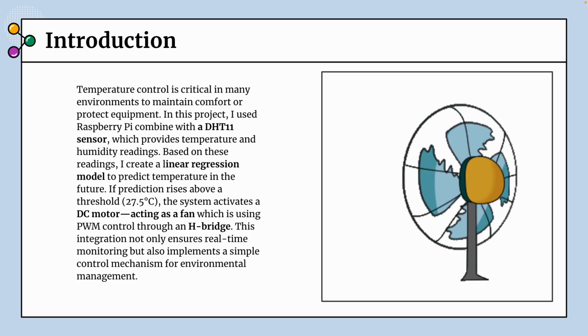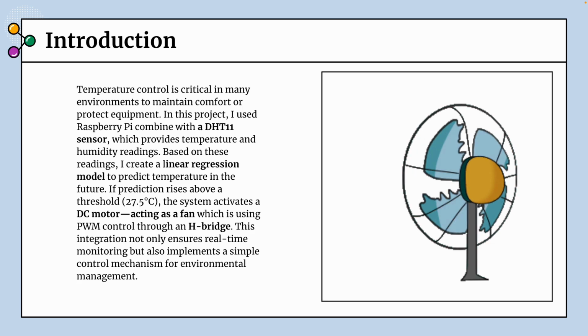In this project, I use the Raspberry Pi combined with a DHT11 sensor, which provides the temperature and humidity readings. Based on these readings, I create a linear regression model to predict the temperature in the future. If the prediction rises above a threshold, the system activates the DC motor, acting as a fan, which is using PWM control through an H-bridge. This integration not only ensures real-time monitoring, but also implements a simple control mechanism for environmental management.